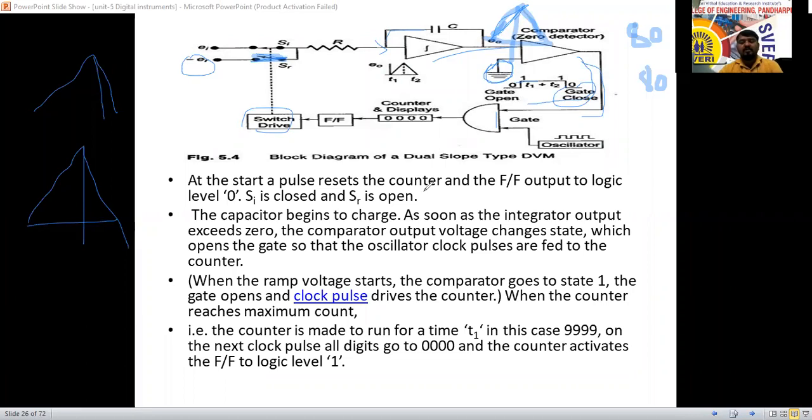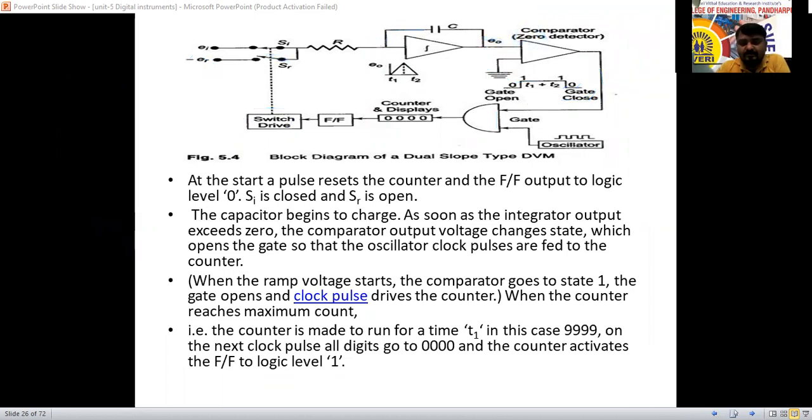Here we have reset that one. Just concentrate here. At the start, whatever I have explained, the same thing I have written. At the start, the pulse resets the counter and the frequency output here. The FF output is going to reset, and these pulses reset here. Then the FF output goes to logic level 0.